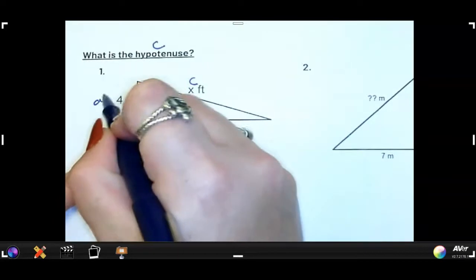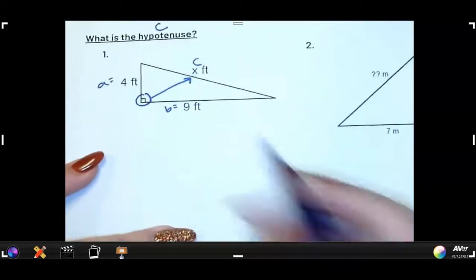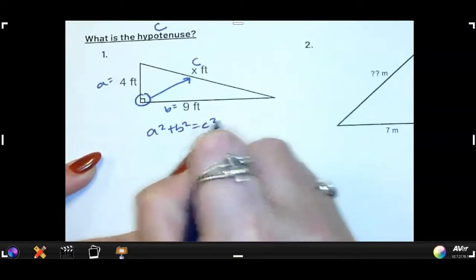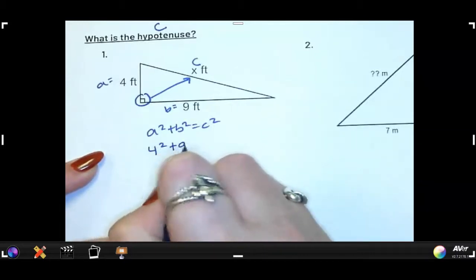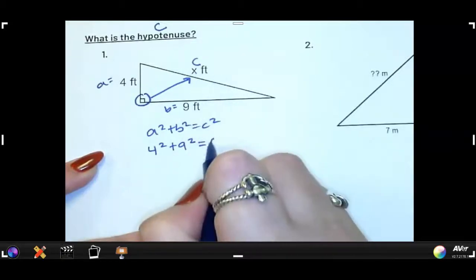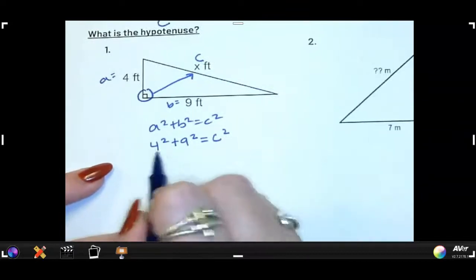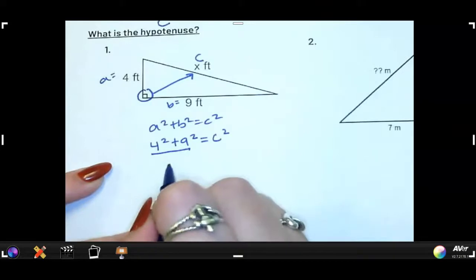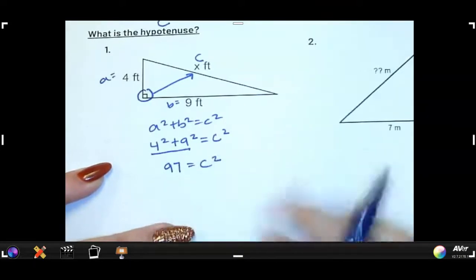Okay, so we can use A as 4 and B as 9. And we're still going to go to our formula, A squared plus B squared equals C squared. So we will have 4 squared plus 9 squared, but this time we don't know C, so I'm going to leave C squared alone in my formula. Okay, now, that can go to Desmos. 4 squared plus 9 squared makes 97, okay, is equal to C squared.